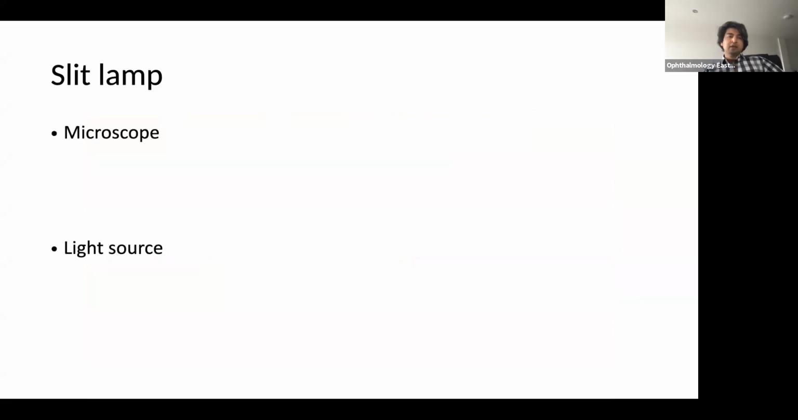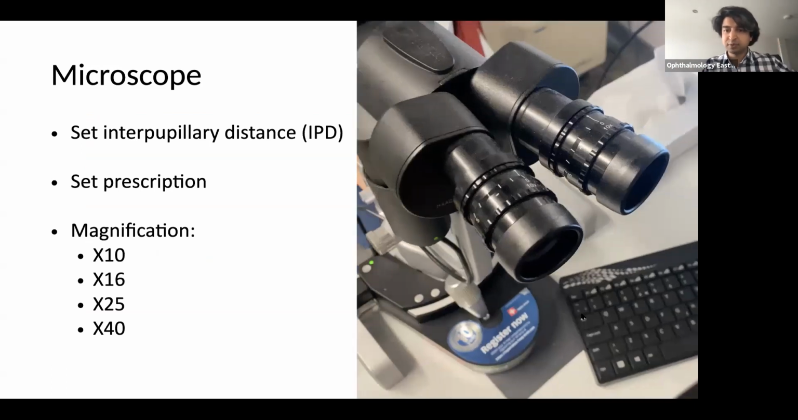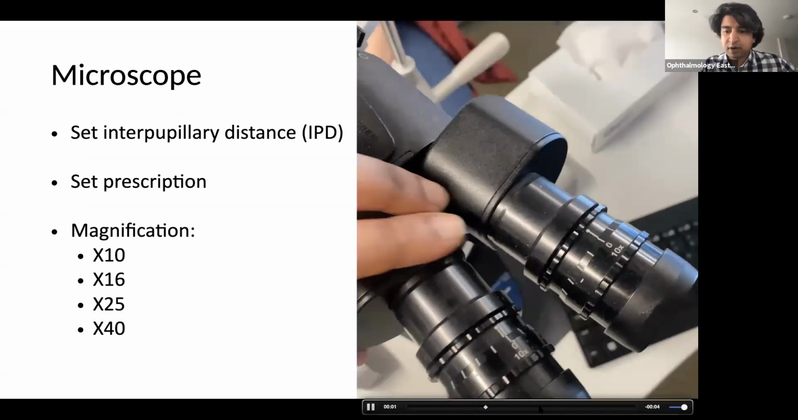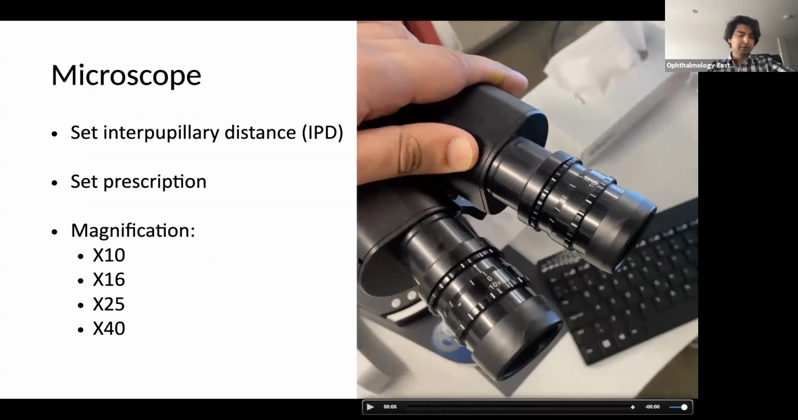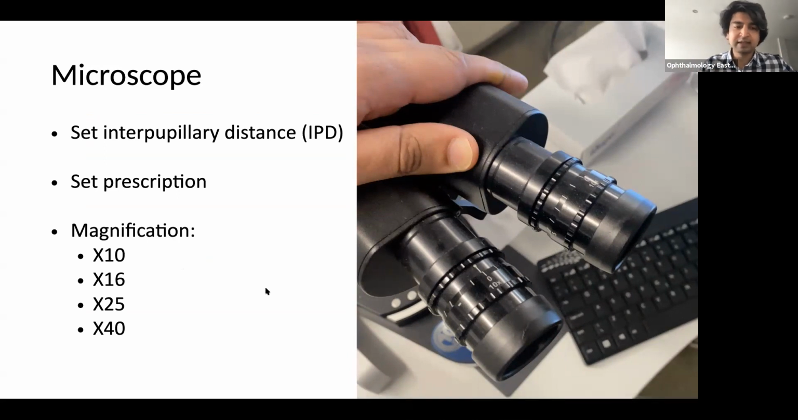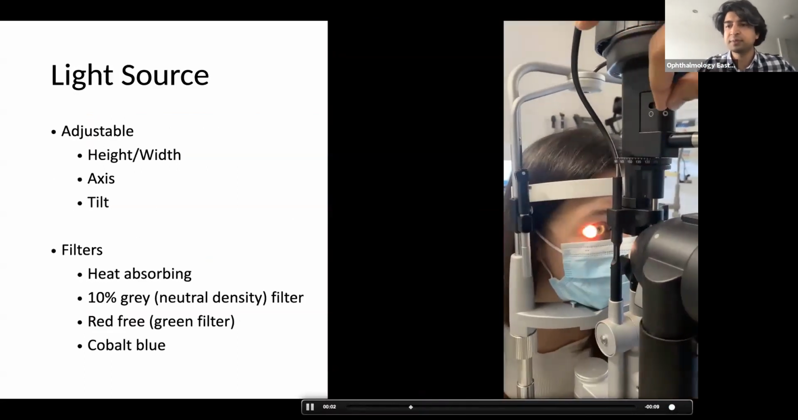Try not to overcomplicate the slit lamp, because all it is is a microscope and a light source. Not rocket science. First things first, always make sure that you've got the right interpupillary distance set up and your prescription is on correctly. You can have different slit lamps, so make sure you know how to magnify to the varying amounts that you need to, and make sure you're comfortable with the filters at the top of the slit lamp.